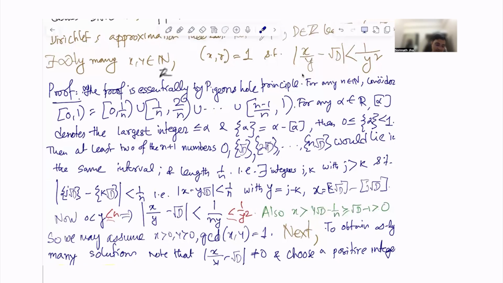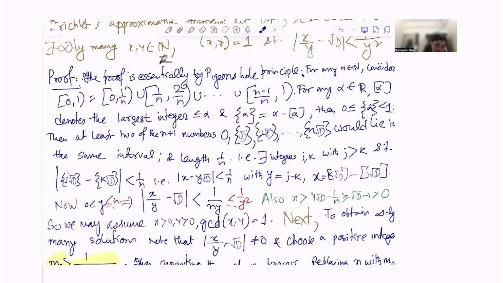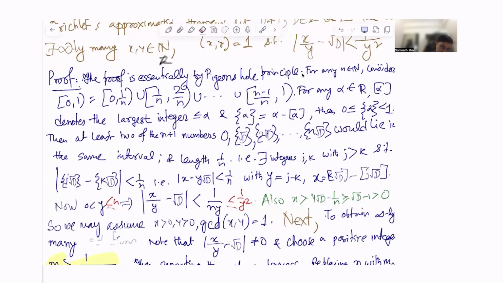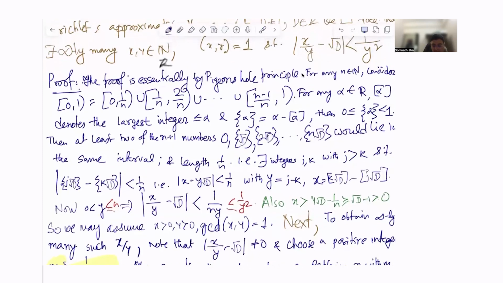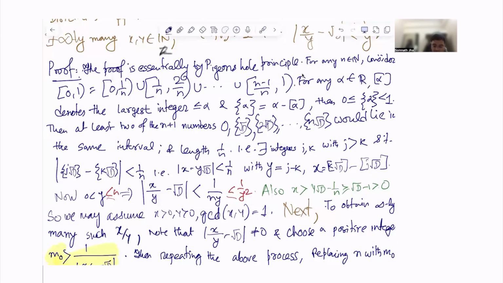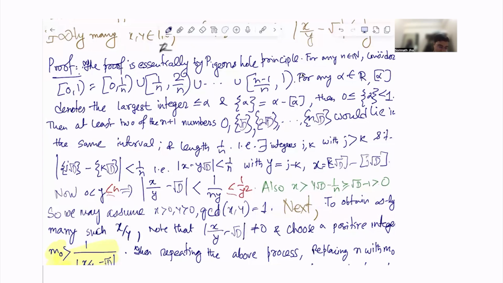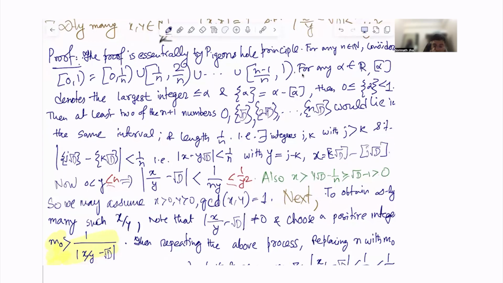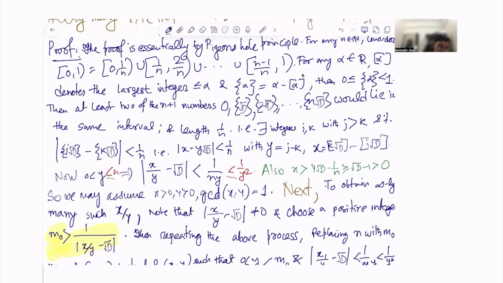So to obtain infinitely many solutions to the inequality, note that |x by y minus root d| is never 0, because root d is irrational and x by y is rational, so this can never be 0, otherwise root d would become rational. So this modulus is positive, and choose a positive integer m naught greater than 1 by this modulus. Presumably this is small, and 1 by this is big, an even bigger integer.